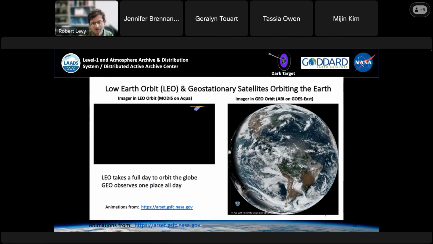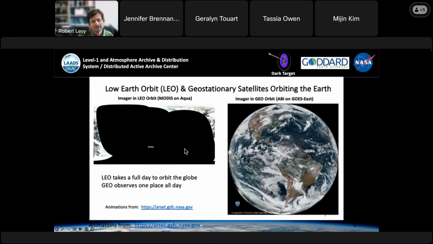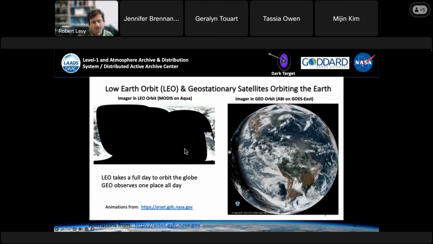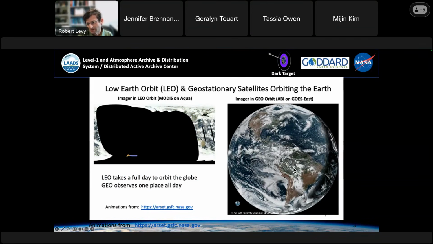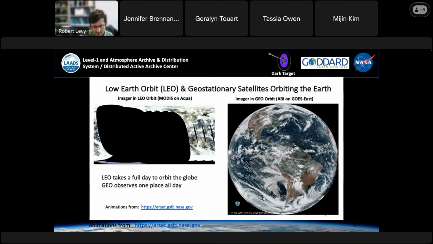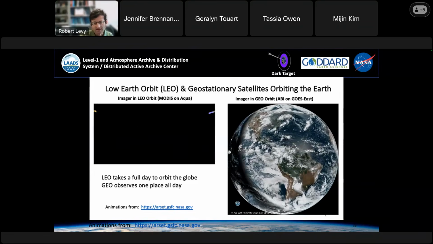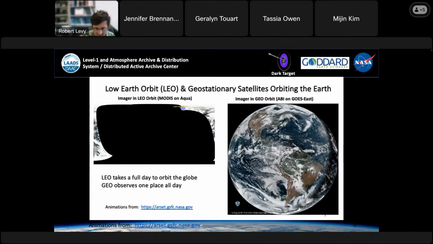And so just some more examples on what is a low Earth orbit. That's on the left. And you can see how it takes once a day to cover the globe. And on the right, we have a geostationary where it's looking at one place, but the sunlight is changing underneath it, so you see changes throughout the day. These images are from animations from ARSET. ARSET is a group, part of the Applied Sciences program, doing training on how to use remote sensing.